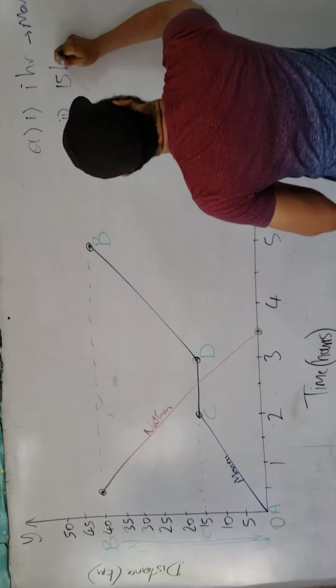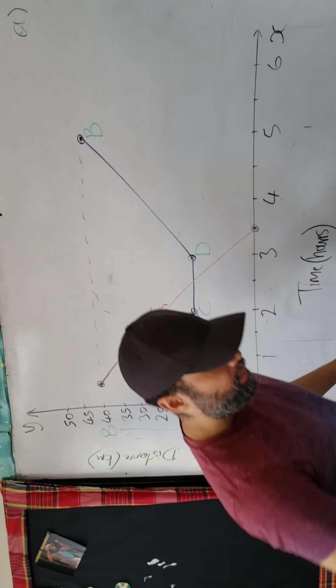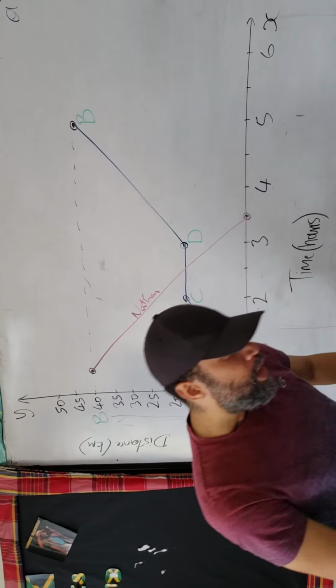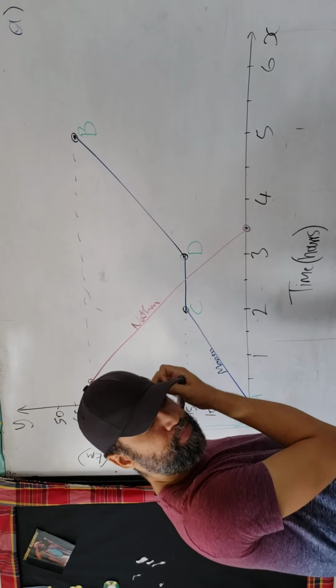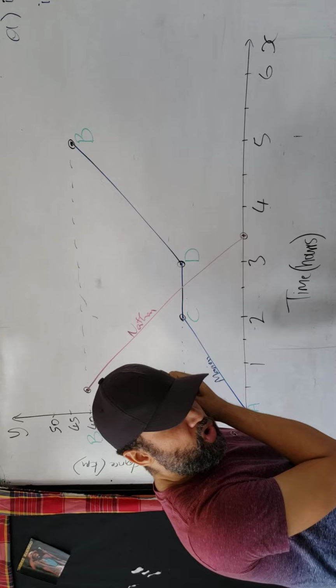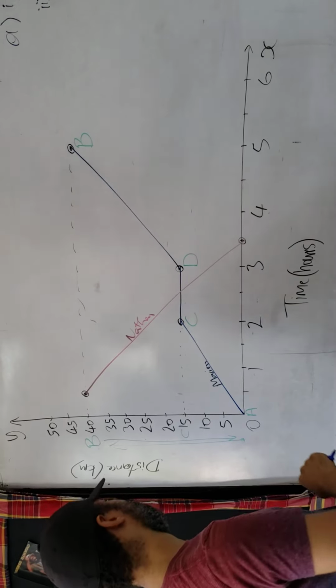50 kilometers. Simple boom bap. Next question, part 3. We need to determine Marianne's average speed over the entire journey.